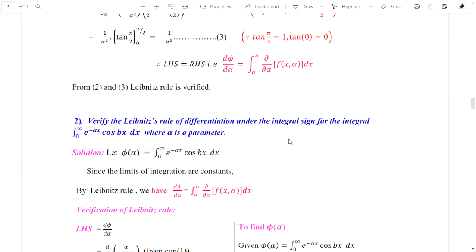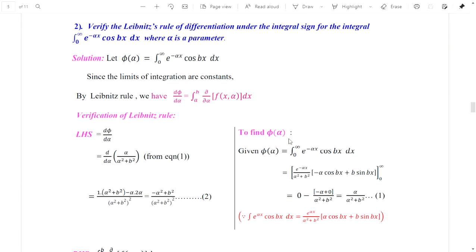Now the second problem is: verify Leibniz rule of differentiation under integral sign for the integral of 0 to infinity e to the power minus alpha x into cos bx into dx, where alpha is the parameter. And even here, let phi of alpha, as we discussed earlier, if we simplify this, we will get the resultant answer in terms of alpha. That's why let us take phi of alpha is equal to integral of 0 to infinity e to the power minus alpha x into cos bx into dx.